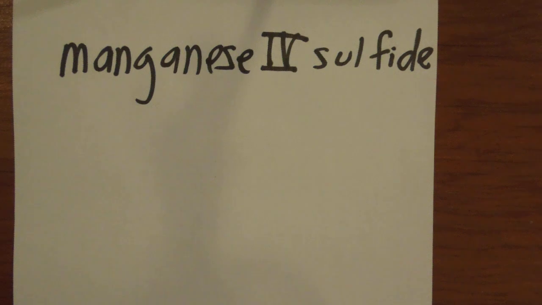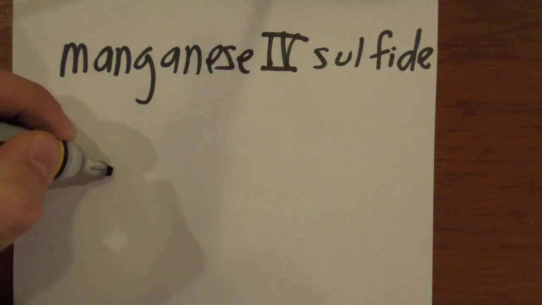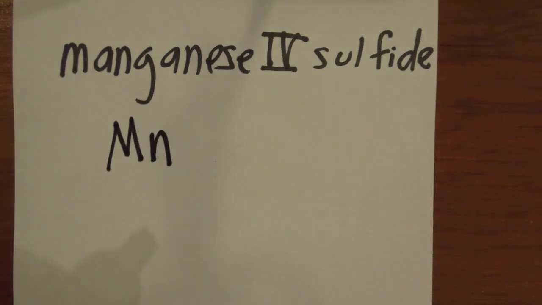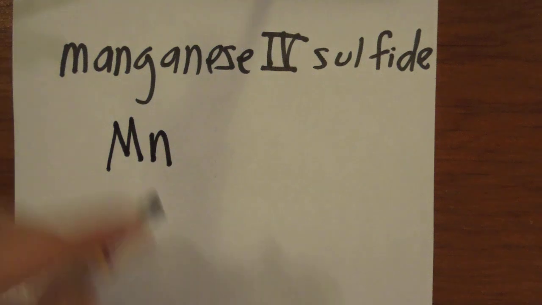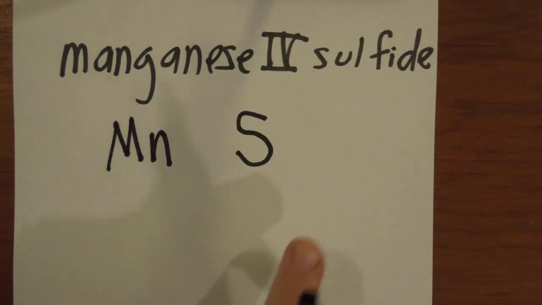All right then, let's now write a formula for manganese 4 sulfide. Manganese, let's write a symbol for manganese. It's not Mg. Be careful. It's Mn, manganese. And then sulfide, that sounds like sulfur, and it is sulfur. So let's put an S for sulfur. I'm sorry, that looks a little bit like a 5. My fault. Bad handwriting strikes again.